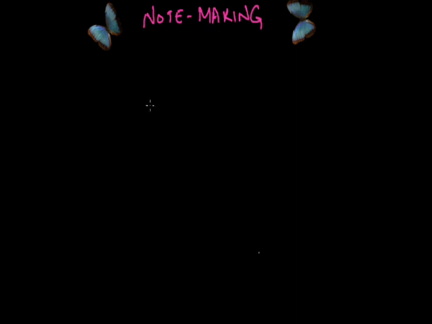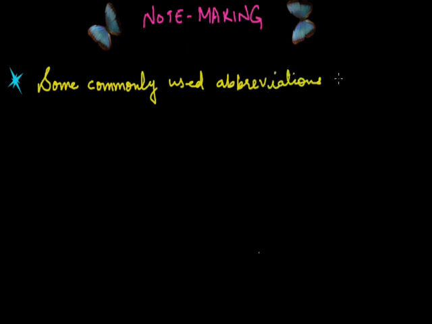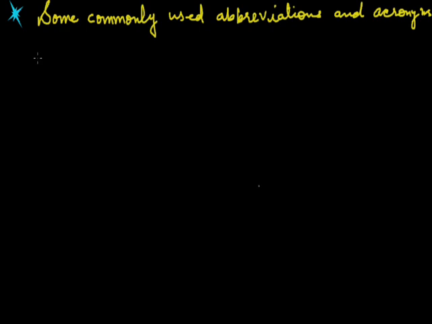Today I'll tell you some commonly used abbreviations and acronyms. I'll start with abbreviations and acronyms, and I want to tell you what an acronym is. Acronym is a word made up from the first letter of the names of something.